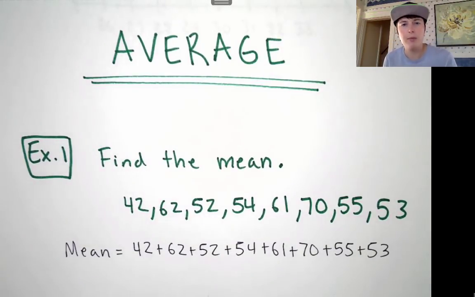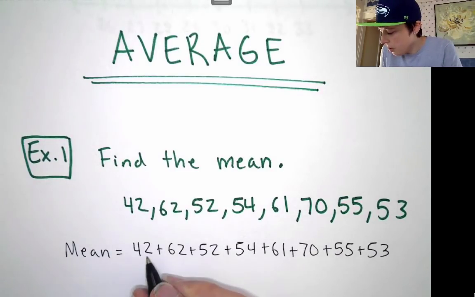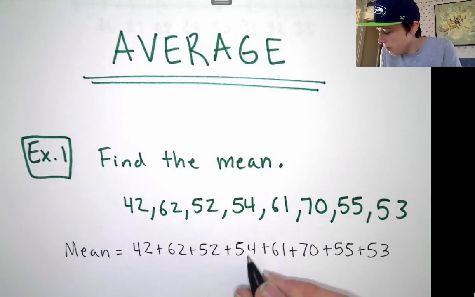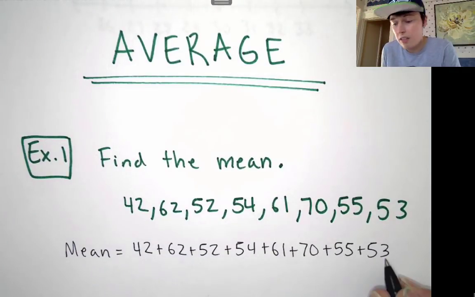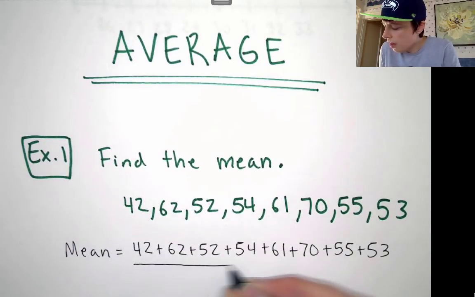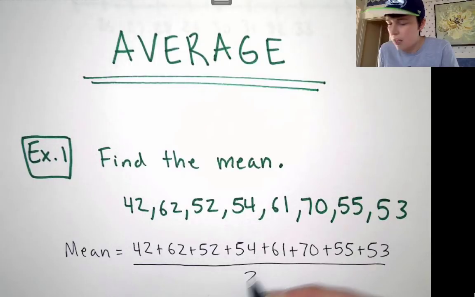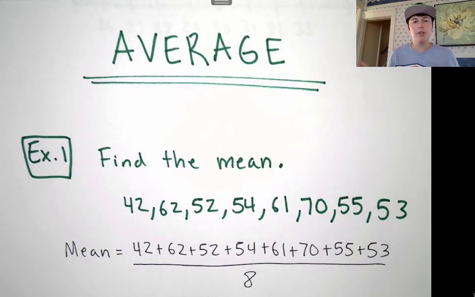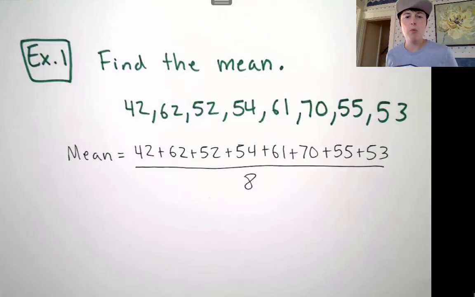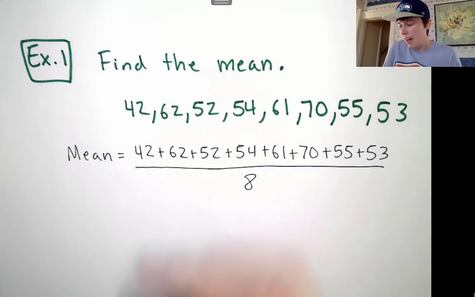Because by definition, that's what we need to do, add them all together. Then I'm going to count how many numbers there are. 1, 2, 3, 4, 5, 6, 7, 8. So when I'm done, I'm going to divide all of these numbers by 8. Remember in algebra, we showed division by using a fraction line. So when I say divide by 8, I mean one big fraction with 8 on the bottom. So now, really, my job is to add up all the top.